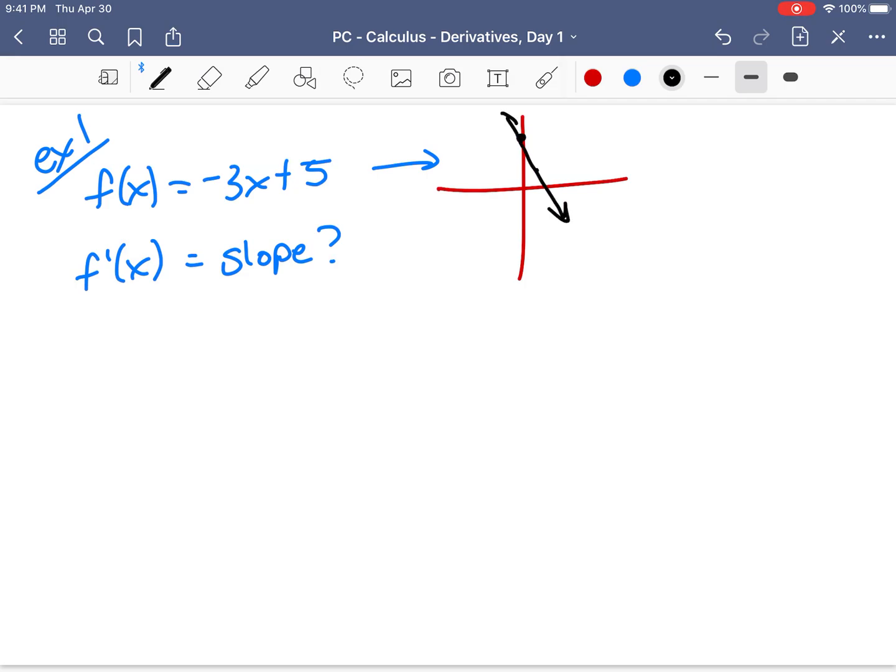So this is just a line, all right? And the slope of a line is always literally this number right here. So what is f prime of x? It would always be -3. It wouldn't change.